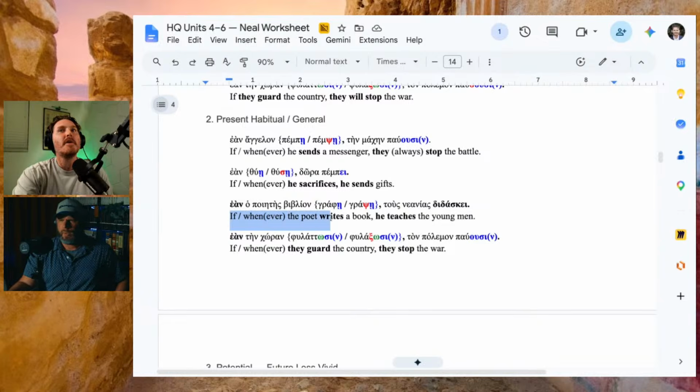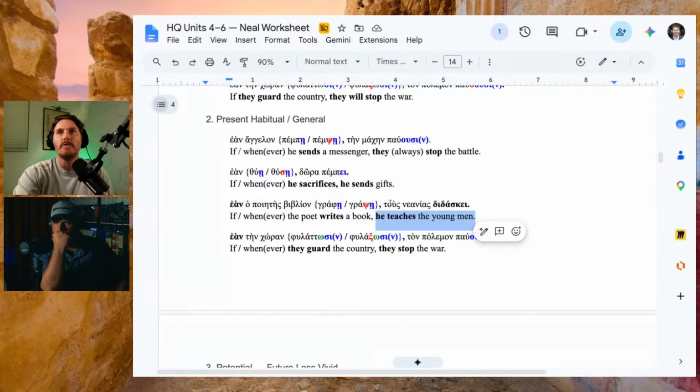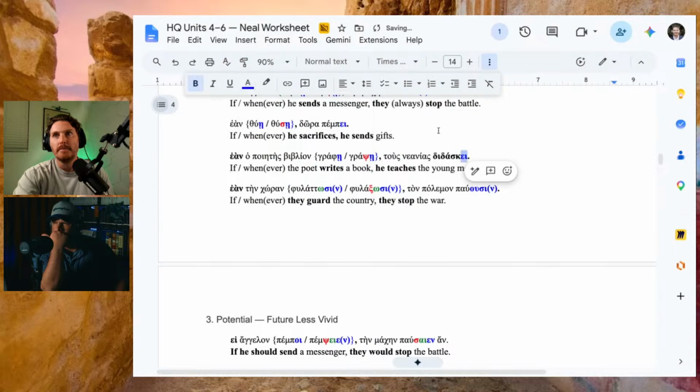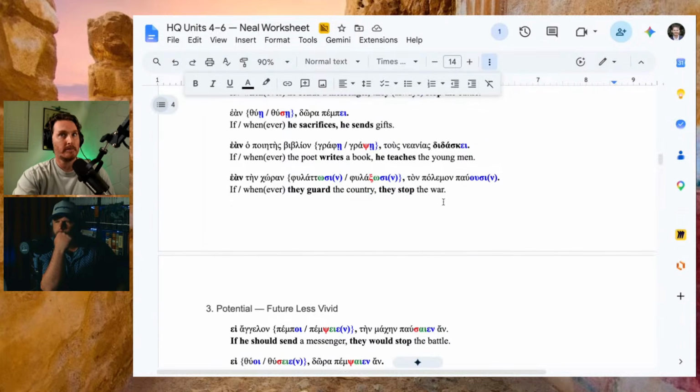Ean ho poietes biblion graphe, right? So whenever the poet writes a book, or if he ever writes a book, he teaches the young men, tous neanias didaskei, right? So you see on the front end, it's ean, and it's the subjunctive mood, either habitual or a one-time occurrence. And then you have didaskei in the present tense here. Boom, ending. Ean ten choran phylatosin, if they ever guard the country or whenever they guard the country, they stop the war. Ton polemon pausin, right?